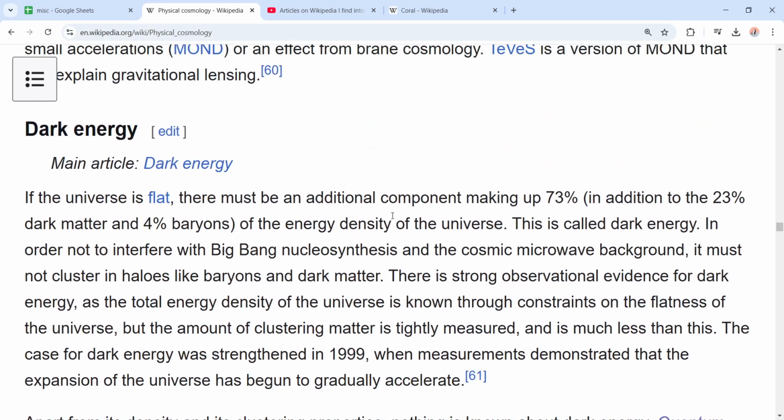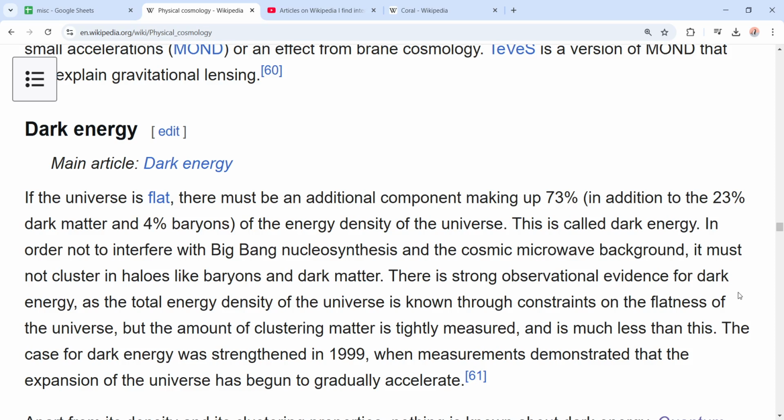If the universe is flat, there must be an additional component making up 73% in addition to the 23% of dark matter and 4% baryons of the energy density of the universe. This is called dark energy. In order not to interfere with Big Bang nucleosynthesis and the cosmic microwave background, it must not cluster in halos like baryons and dark matter.